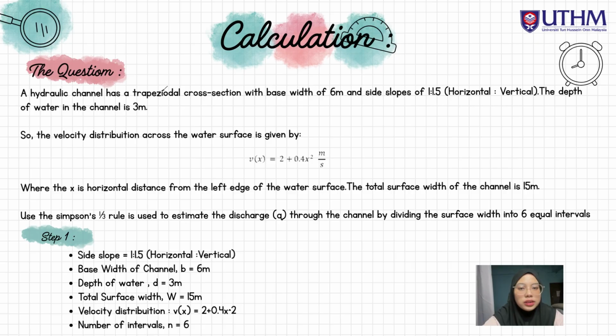We already know the side slope is 1:1.5 for horizontal and vertical. Base width of channel B equals 6 meters. Depth of water is 3 meters. Total surface width is 50 meters, and velocity distribution is Vx equals 2 plus 0.4 x to the power of 2, and the last is number of intervals, which is 6.